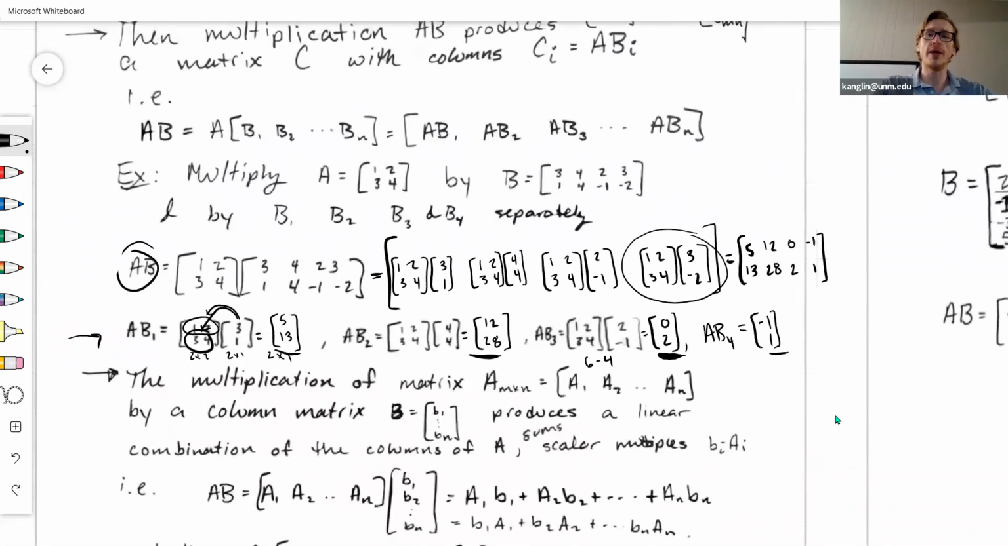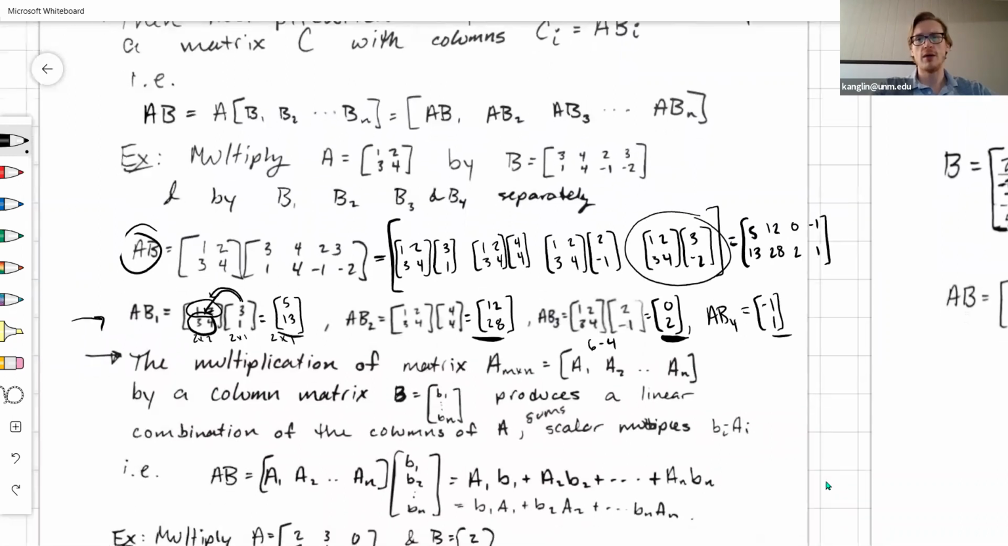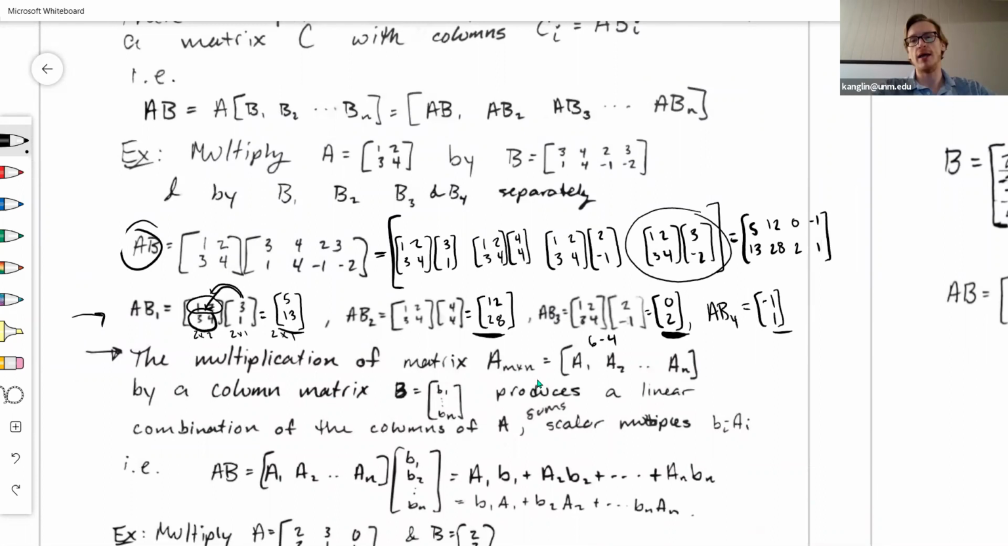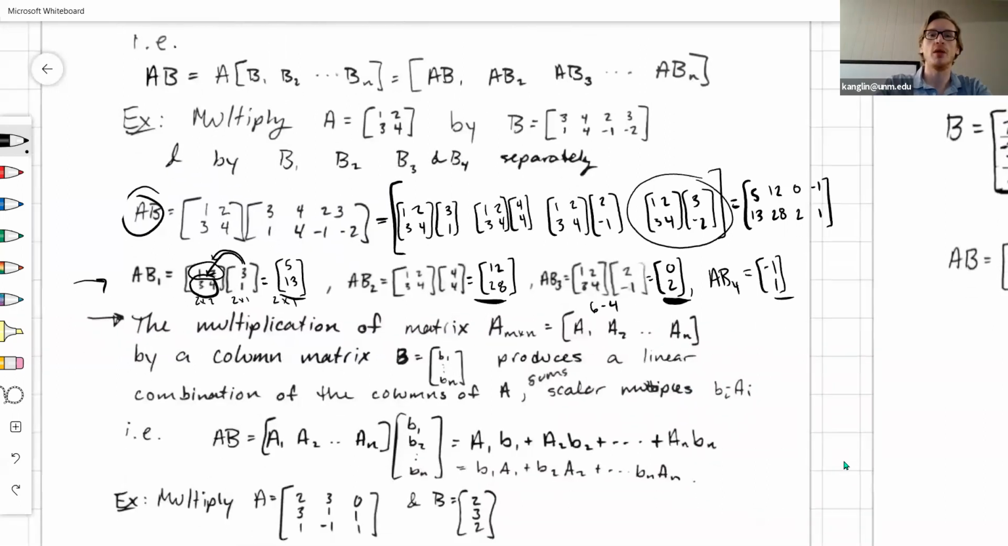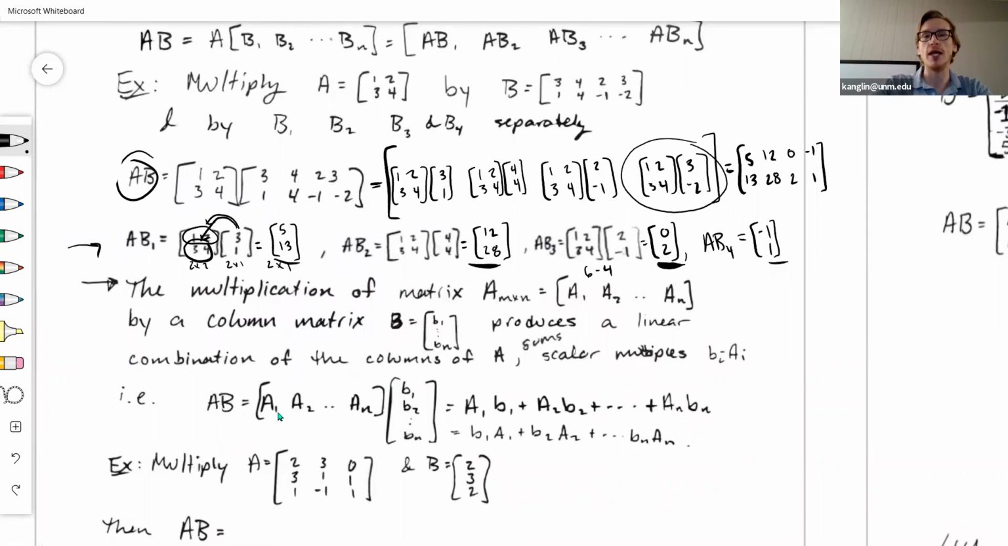Okay. Another way we can think of breaking it down is what I've got coming up next here. Consider the multiplication of matrix A, which is M by N, where we write A in terms of all its columns, A1, A2 through AN. If we multiply that matrix A on a column matrix B, so this is just a single column, it actually produces a linear combination of the columns of A. Really just sums of scalar multiples: the first entry of column B times the first column of A, plus the next entry of B times the next column of A, and so on, all added up. So writing it out visually here, AB is the same as writing A with all its columns, and writing B's entries down, where it's assumed that B is a column vector.